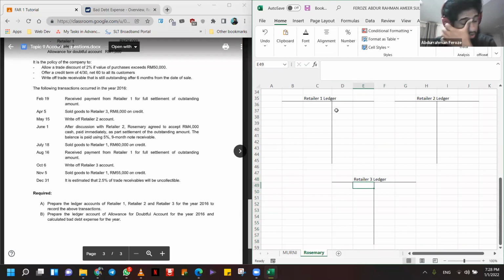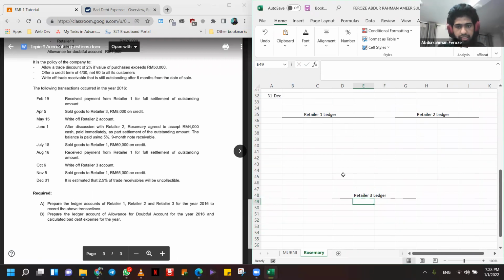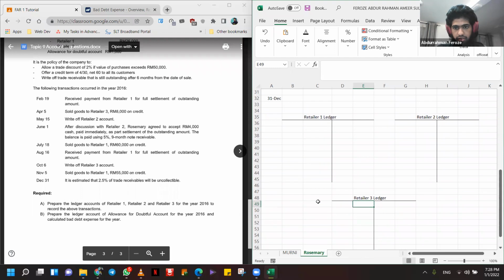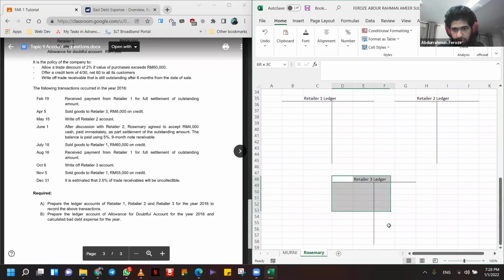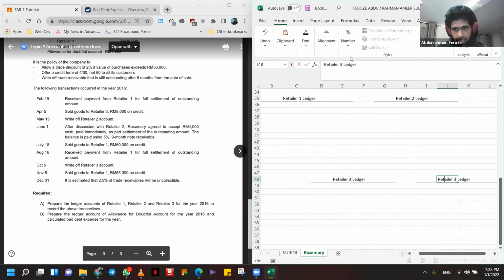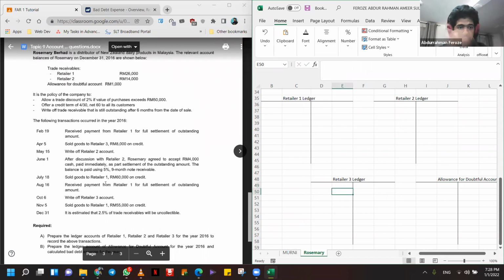Okay, so now let's create the ledger for each of the 3 retailers. Let's just create one more for ADA, allowance for doubtful accounts.